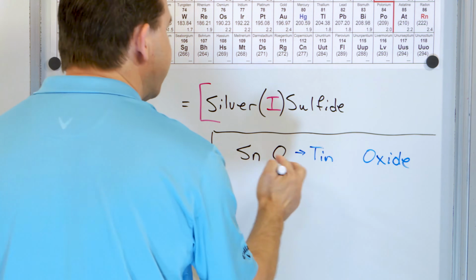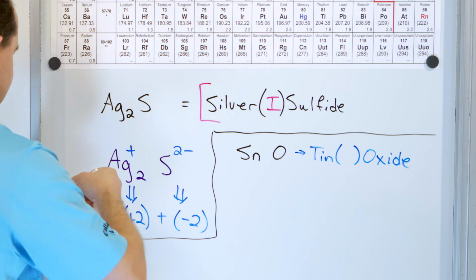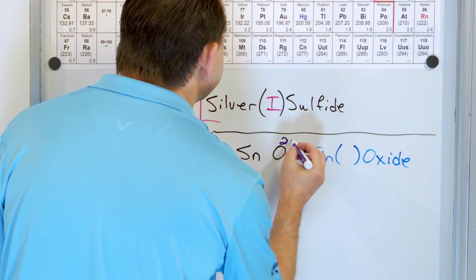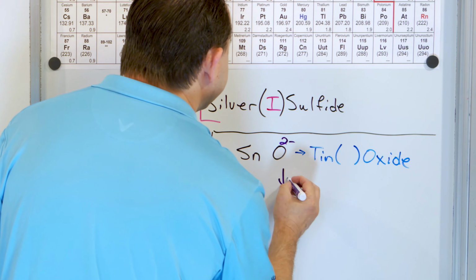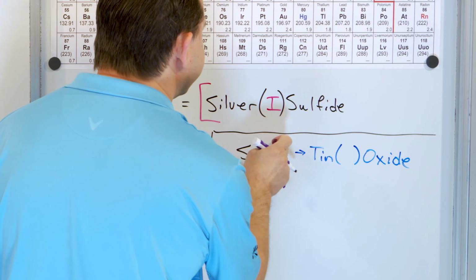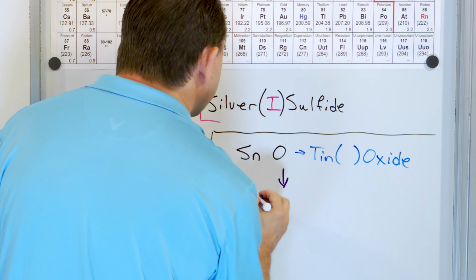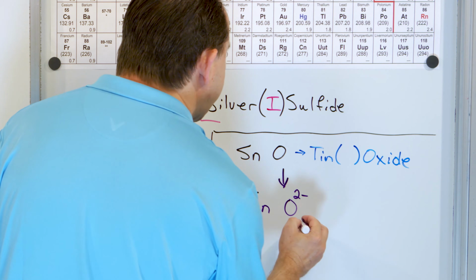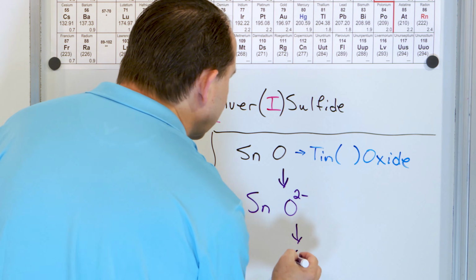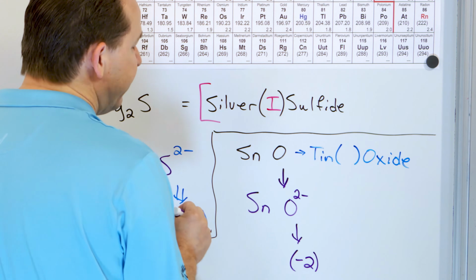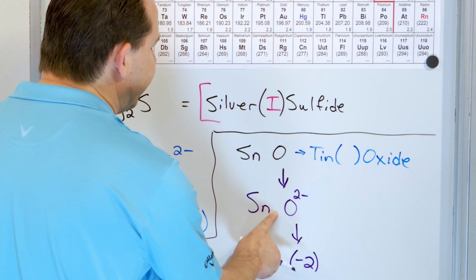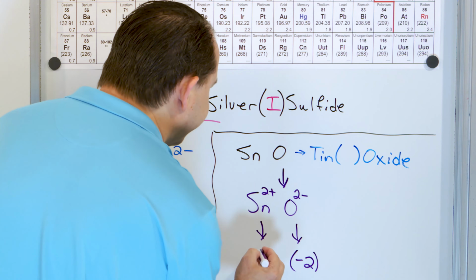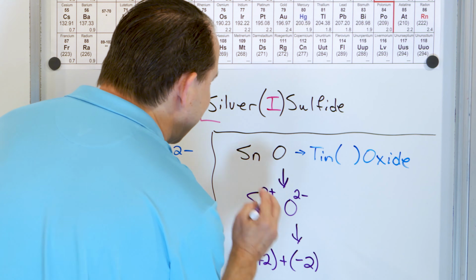However, since it's a transition metal, we want to put a Roman numeral in parentheses telling me what the charge is. So we know that oxygen always, or almost always, forms -2. This is forming a -2. And because there's only one of them here, the overall charge on this part of the formula unit is -2. And then because there's one of these tin atoms, this must have a charge of +2, so that everything balances out.